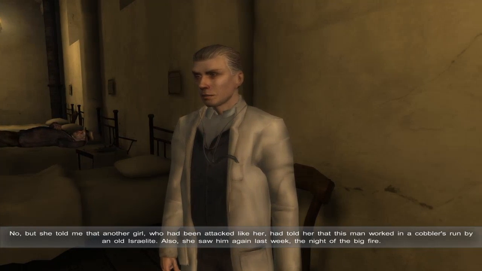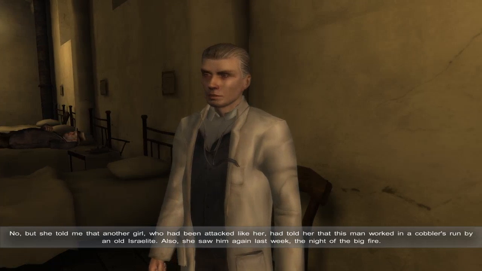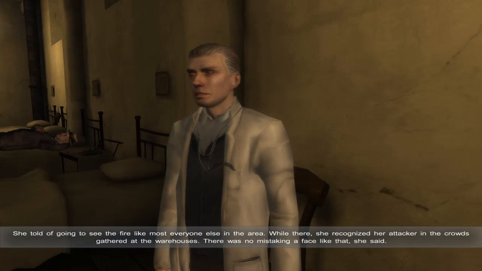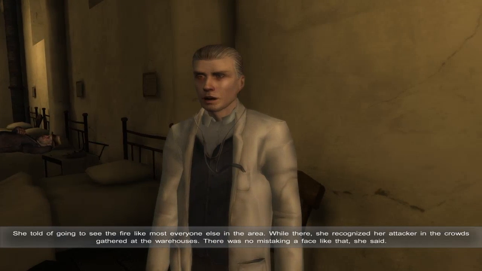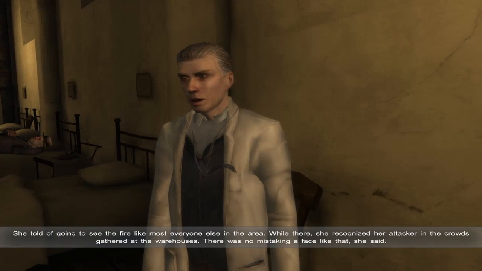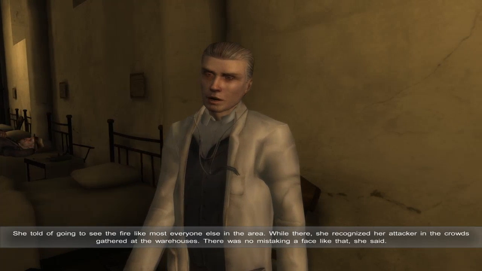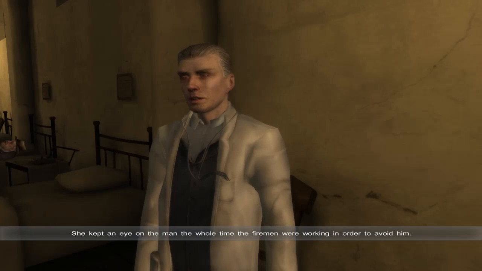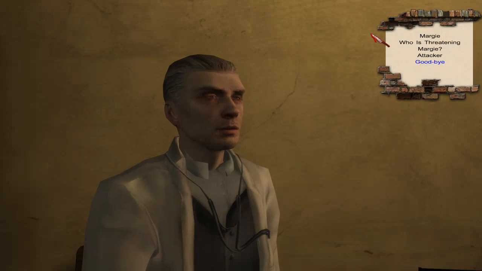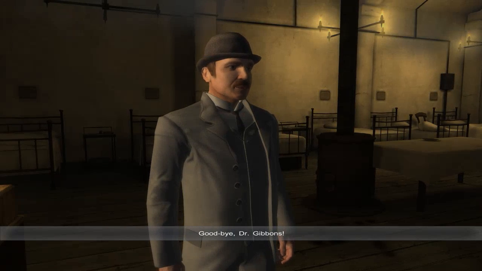Also, she saw him again last week, the night of the big fire. She told of going to see the fire like most everyone else in the area. While there, she recognised her attacker in the crowds gathered at the warehouses. There was no mistaking a face like that, she said. She kept an eye on the man the whole time the firemen were working in order to avoid him. Goodbye, Dr. Gibbons.